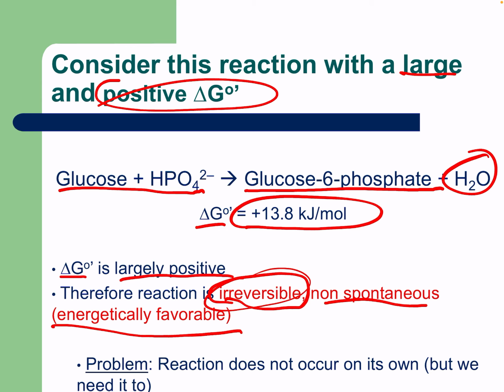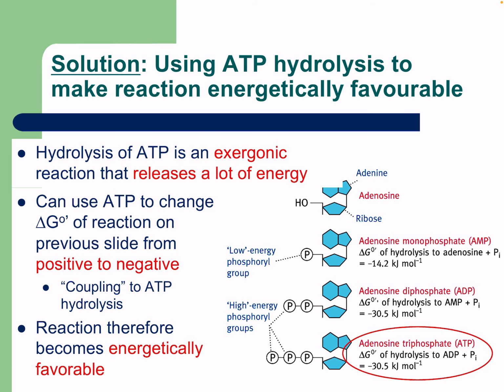Even though this is positive, likely energy went in. Here we have our phosphates, and we can see clearly a reaction occurred where water is removed. It's still irreversible. So a solution in this scenario is using ATP hydrolysis. Again, that's where that water came from, to make the reaction energetically favorable.